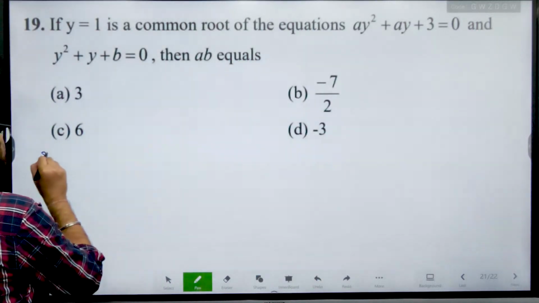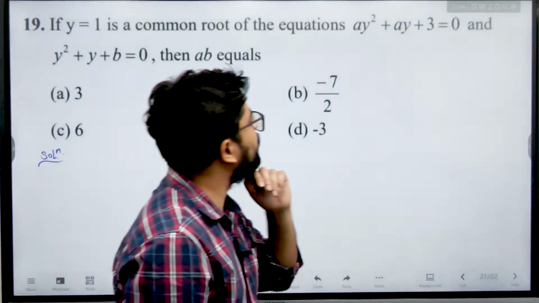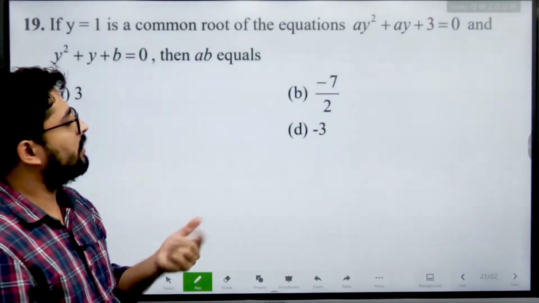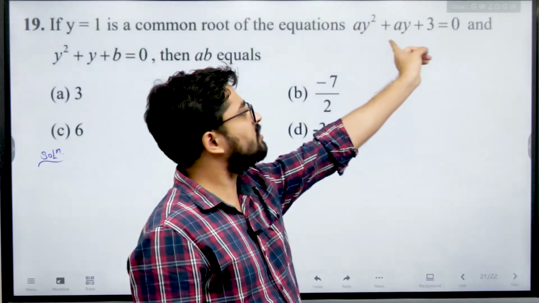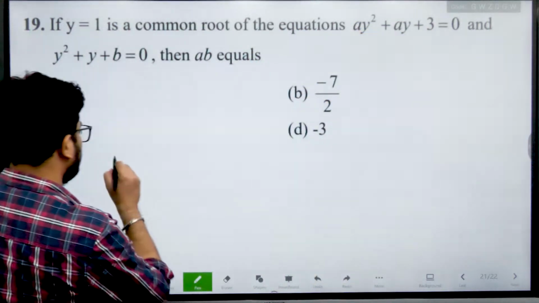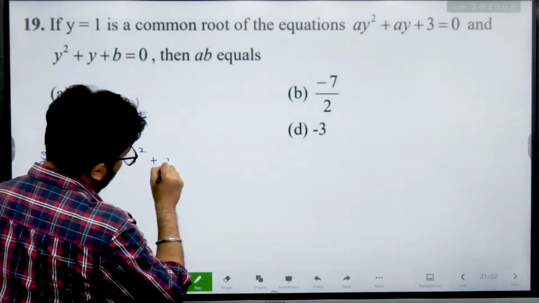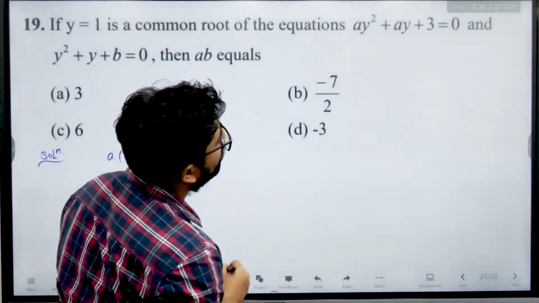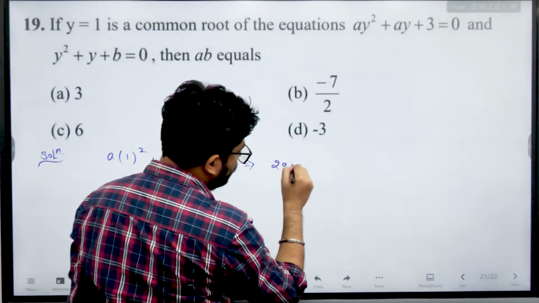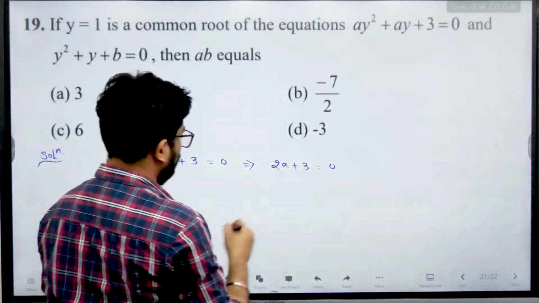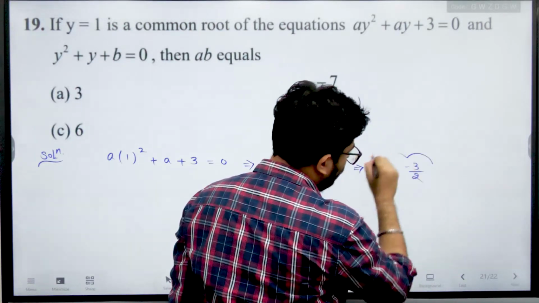Next question is, y is equal to 1 is a common root of the equation, then find ab. Okay, if y is equal to 1 is the common root, it means that if this is the root, it must satisfy the equation. So for the first one, 1 is the root, a into 1 square plus a plus 3 is equal to 0. When you simplify it, you will get a plus a, that's 2a plus 3 is equal to 0. So a is equal to minus 3 by 2.